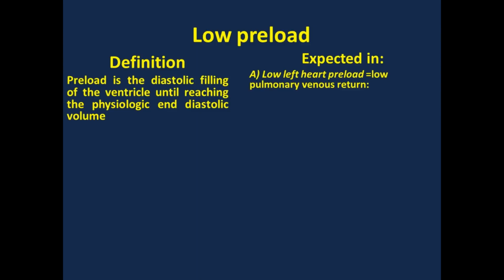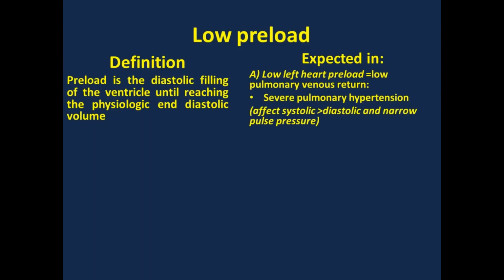If we have or are expecting low left heart preload, so the blood coming back to the left atrium from the pulmonary circulation is low, it could be because of pulmonary hypertension. So high pulmonary vascular resistance limiting the venous return back to the left atrium. It will affect systole more than diastole, and we also have to expect narrow pulse pressure. The difference between systole and diastole is very important to evaluate.